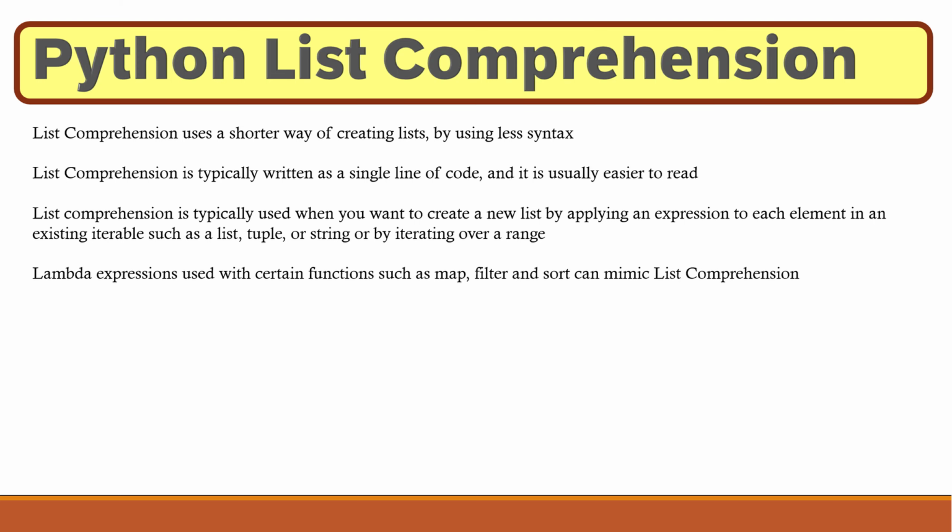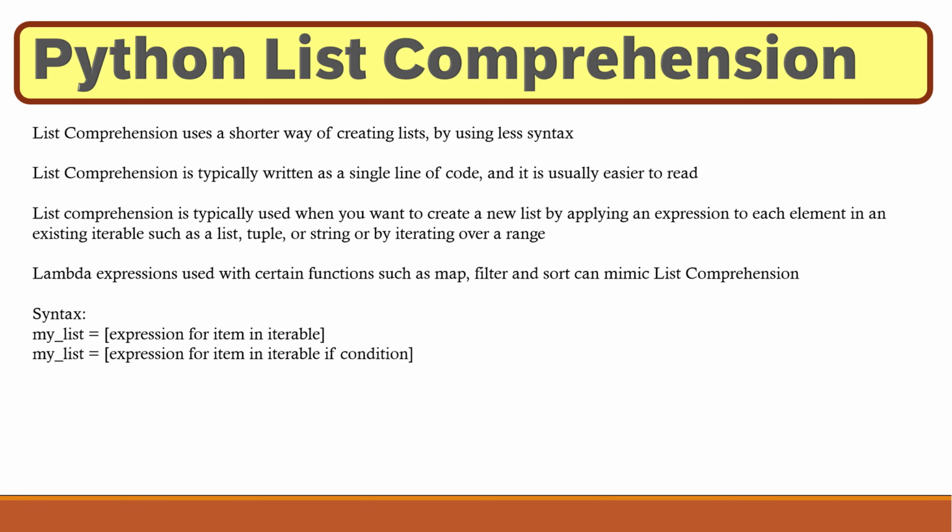And lambda expressions used with certain functions such as map, filter and sort can mimic list comprehension. Although I've done a dedicated video on lambda expressions, we will have a look at examples of these as well as examples of list comprehension after we have had a look at the syntax. So this is the syntax for a list comprehension. We've got my_list equals the expression for item in an iterable, and the next one is expression for item in iterable if it meets a certain condition. We will have a look at both of these in PyCharm next.